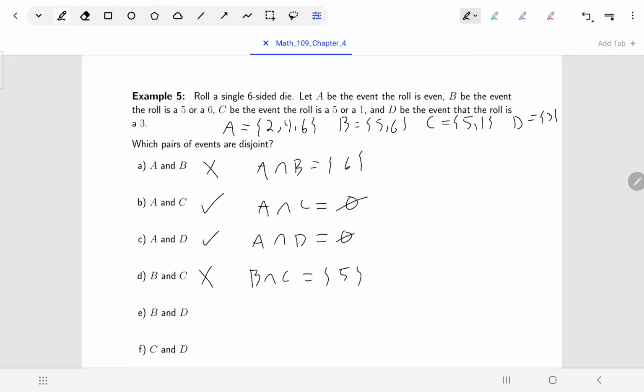B and D, 5 and 6. D has a 3 in it. They are definitely non-overlapping. B intersect D is the empty event. So yes, mutually exclusive. And then finally, C and D. C has a 5 and a 1, and D has a 3. And yep, there's nothing in common with those. So C intersect D also is the empty set.